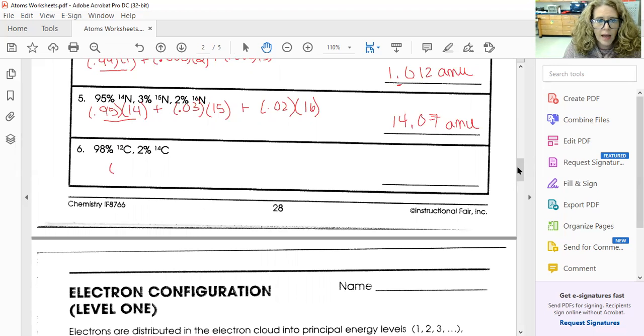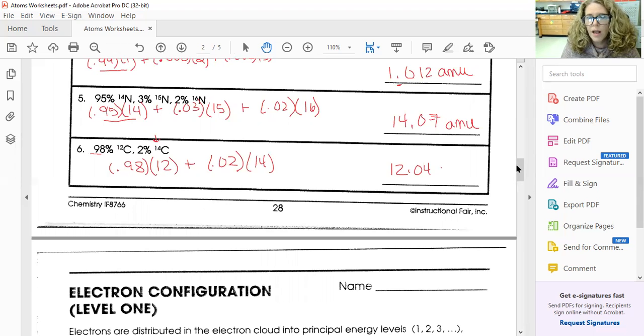Now I have 0.98 of carbon with a mass of 12. If 98% has a mass of 12, I should have a mass number closer to 12 than to 14. And I only have 0.02 with a mass of 14. When I multiply and add those together, I get an average atomic mass of 12.04 atomic mass units, which is very close to the atomic mass of 12, which is 98%.